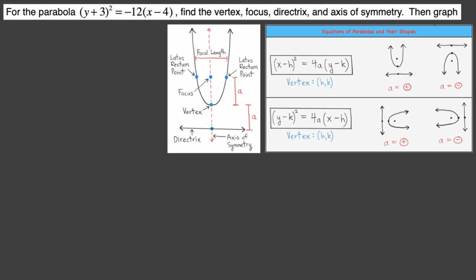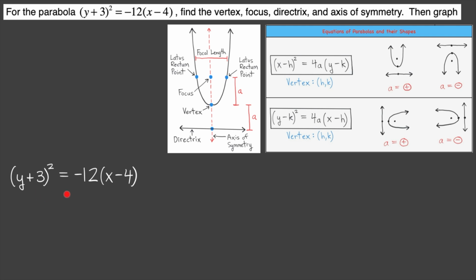So here's our four possibilities. In this case, we have the y that's being squared. So we know it's going to be this parabola here, which means the parabola is either going to open right or left, depending on if a is positive or negative. So let's take a look at our equation here.